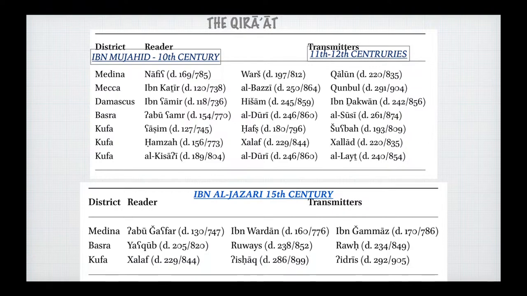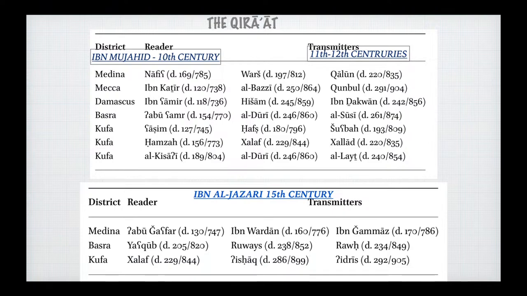But that gets really complicated, and it just shows a lot more holes in the Muslim narratives that they have. Then in the 15th century, Ibn al-Jazari adds on 3 extra readings. So now it goes from 7 to 10 readings, and each of the 10 has 2 transmitters. So if you were to put these in print versions, you would have 20 different versions of the Quran in Arabic, 20 different versions.